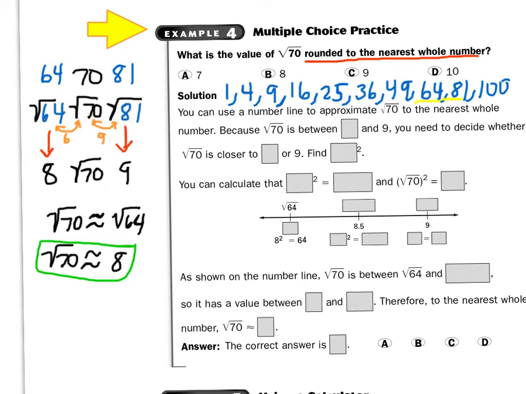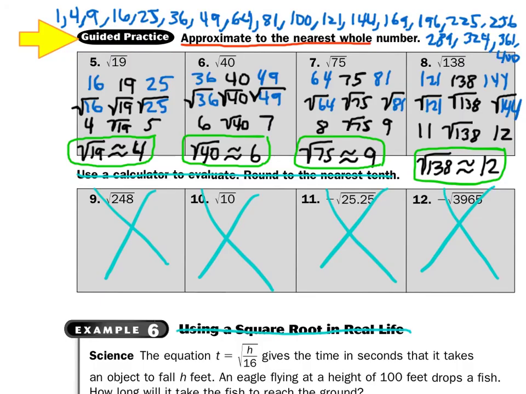I see, I need to fix that. Let me do that right now. I don't know why I said 9. So that's 11. Okay, and so you can see that 70 is closer to 64 than it is to 81. So that means the square root of 70 has to be closer to 8. And so that's where I wrote it here. The square root of 70 is about 8, and I boxed my answer.